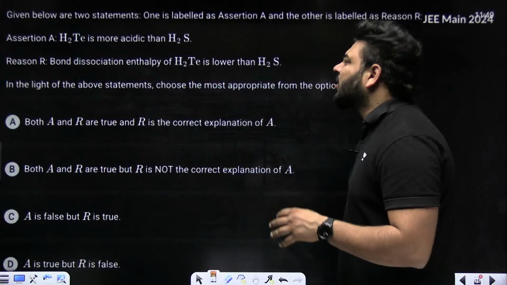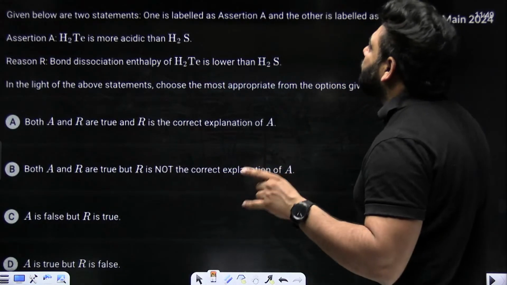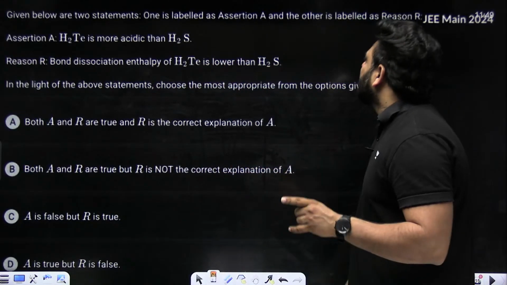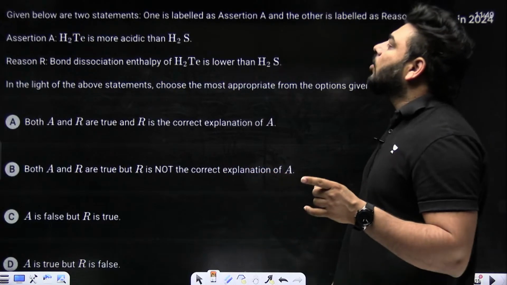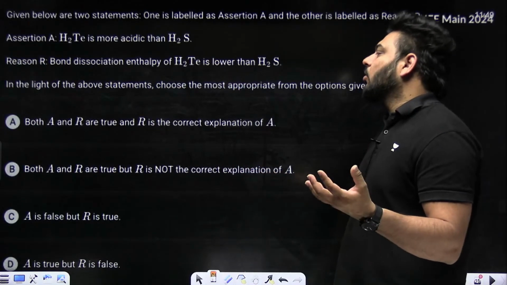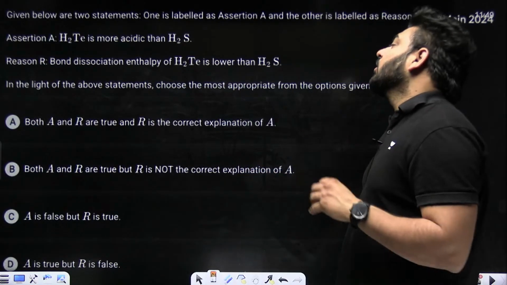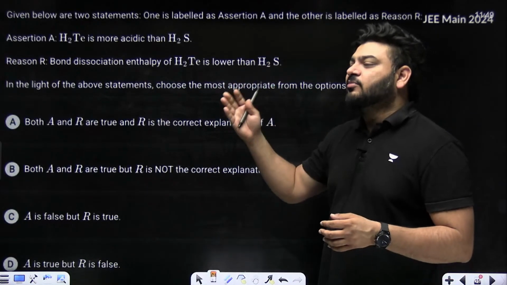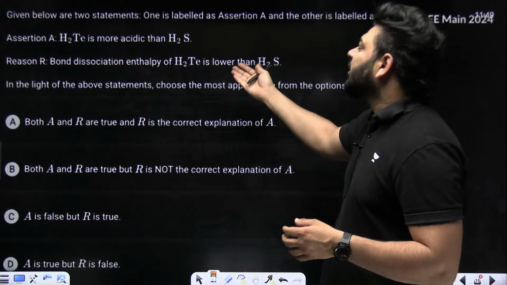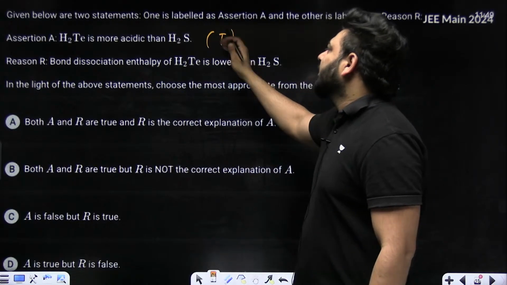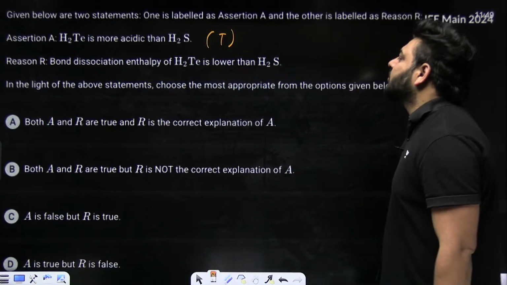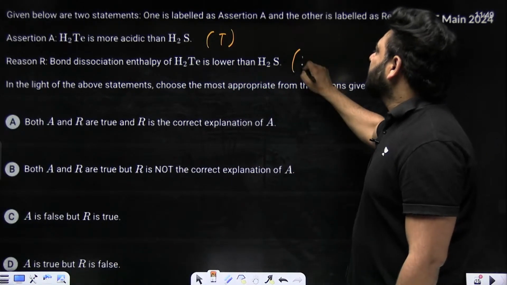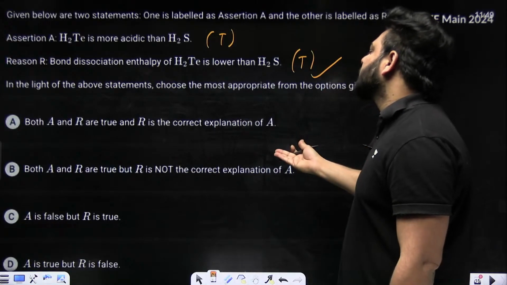Let's come back to another question. We are given two statements. One of them is labeled as assertion, another one is labeled as reason. We have to find out whether assertion and reason are correct and whether the reason is a correct explanation or not. Assertion says that H2Te is more acidic, as we move from oxygen, sulfur, selenium, tellurium. This is true because hydrogen can be easily departed because of the low bond energy of H2Te, which is a correct explanation as well. So I think the correct answer should be A.